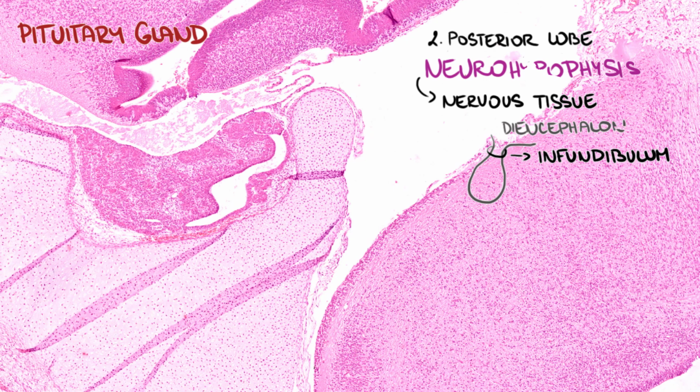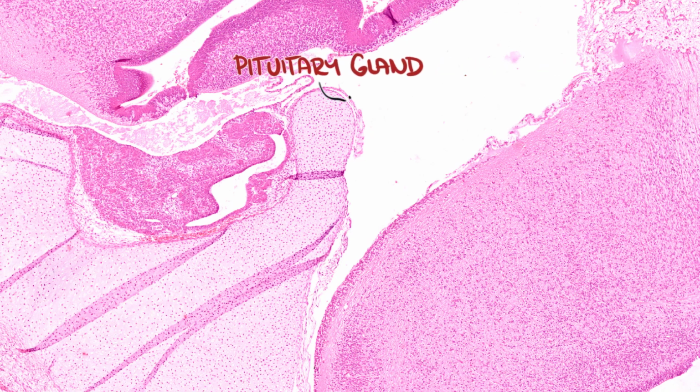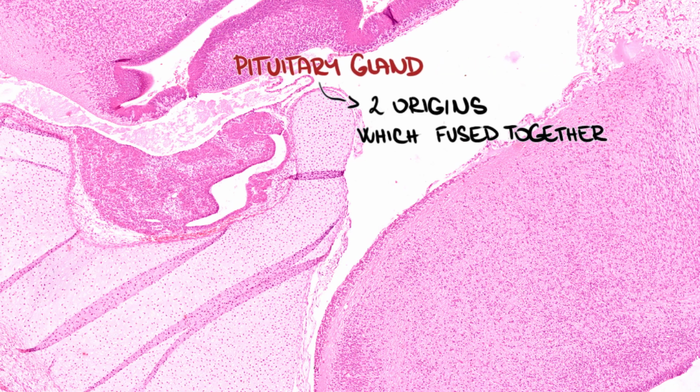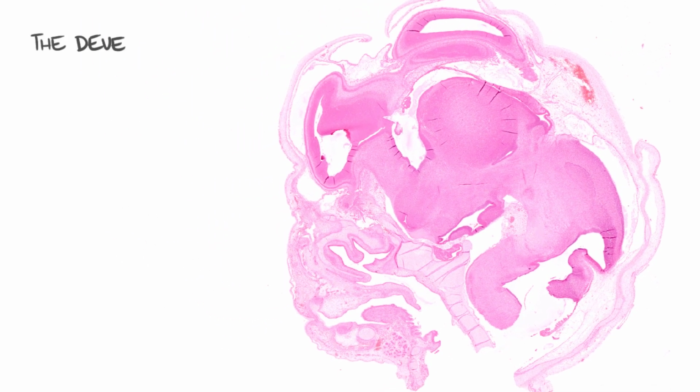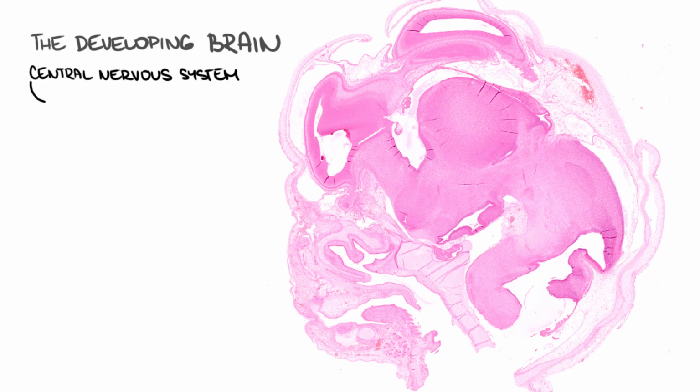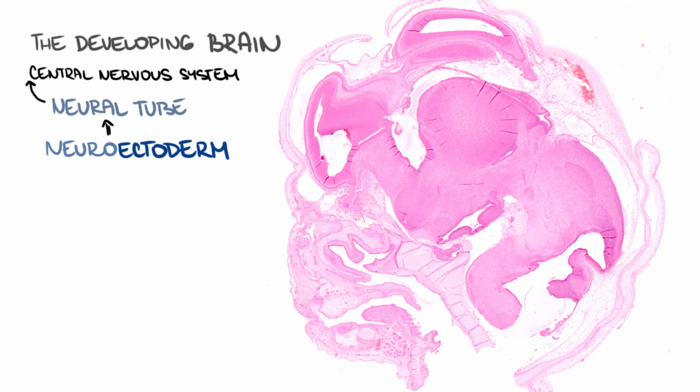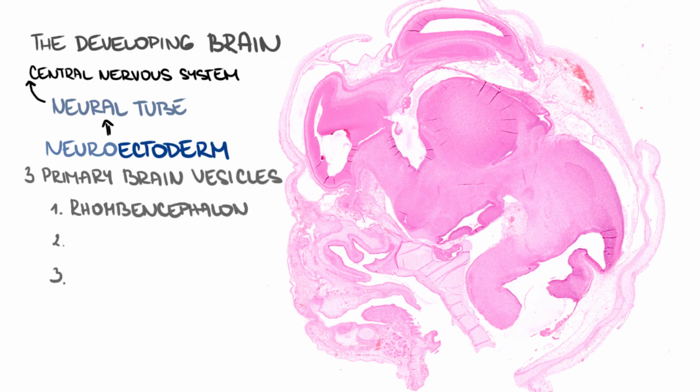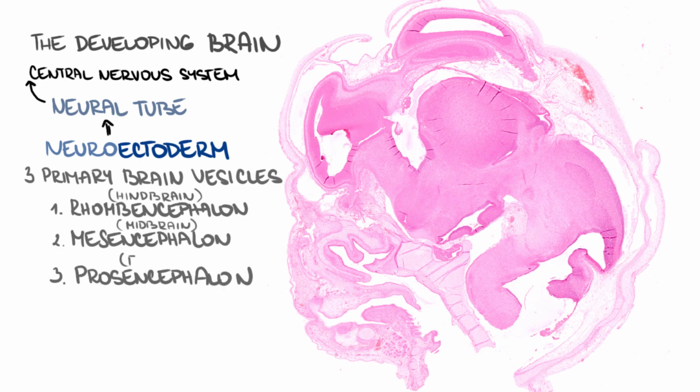To sum it up, the pituitary gland has two origins, which fuse together to make up a small but crucial endocrine organ. And now it's time to stop ignoring the largest structure, which occupies most of the slide, the developing brain. The central nervous system arises from the neural tube that is derived from the neuroectoderm. The dilation of the neural plate produces three primary brain vesicles: rhombencephalon, hindbrain, mesencephalon, midbrain, and prosencephalon, the forebrain.